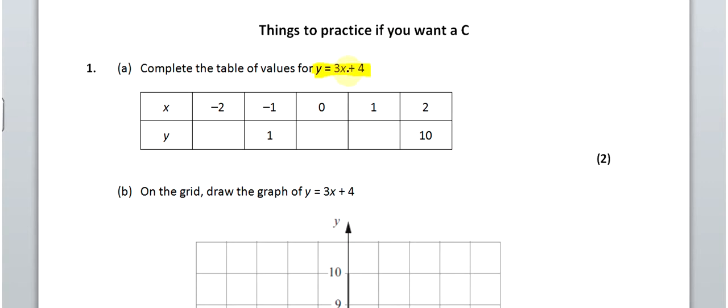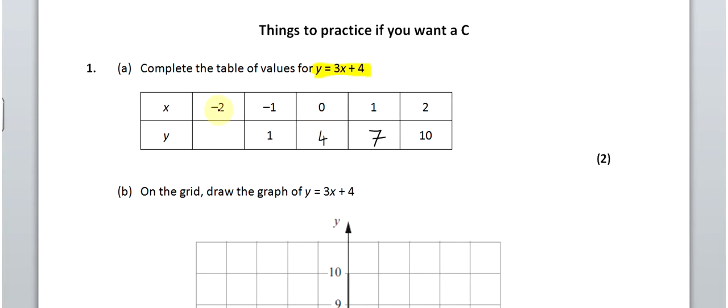So, very straightforward. This means to work out y, we're going to do 3 times x, and then we're going to add 4. So, start at the positive end, because it's easier to get your maths right. So, we're going to do 3 times 1, which is 3, plus 4, which is 7. Now we're going to go to 0. 3 times 0 is 0, plus 4 is 4.